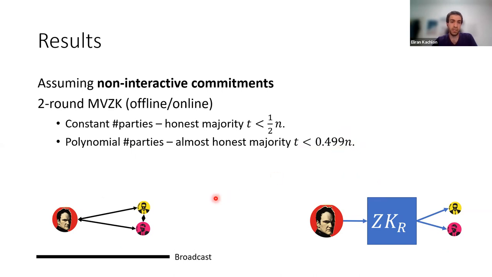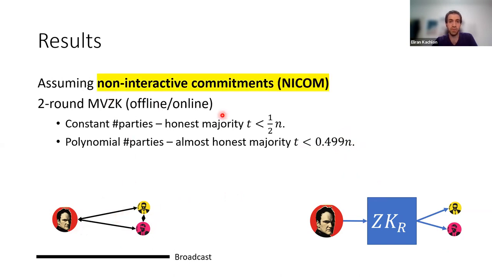And I want to highlight the case of one prover and two verifiers. So this means that by adding just a single verifier to the standard zero knowledge settings, you can get a two-round protocol that provides full security and for mini-crypt type assumptions.